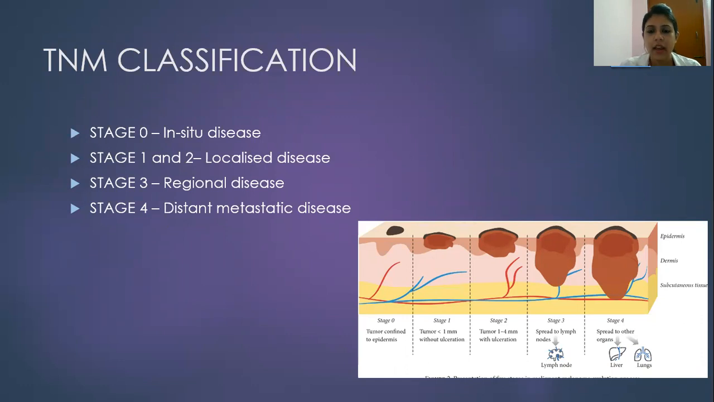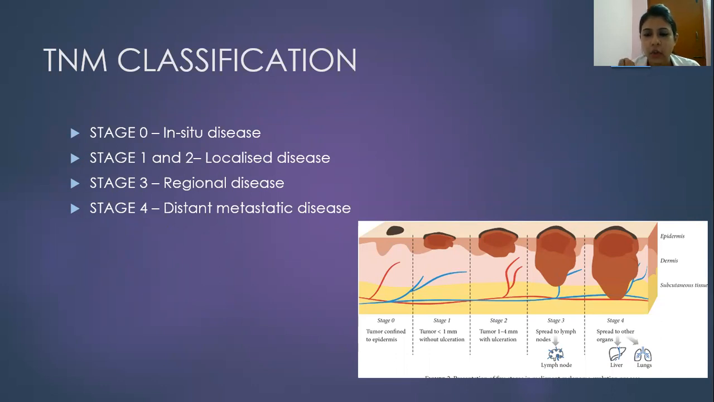Stage 1 means the tumor is less than 1 mm in size without ulceration. Stage 2 means the tumor is 1 to 4 mm in size with ulceration. If the tumor is less than 1 mm, very small, with small ulceration, that is stage 1. Stage 2 means the tumor is a little bigger, 1 to 4 mm, and also has ulceration. Okay. Stage 3 is regional disease.